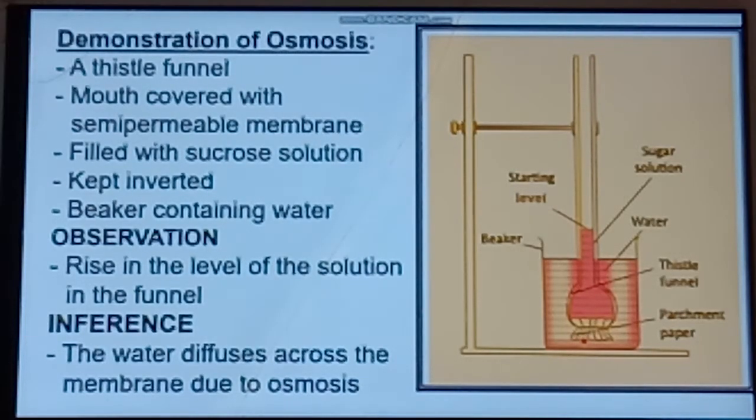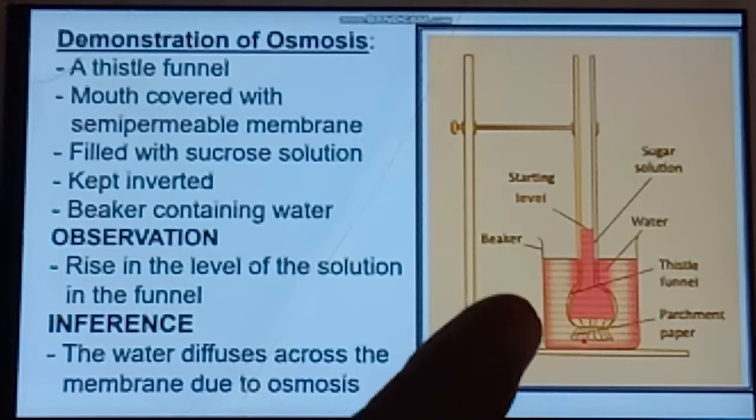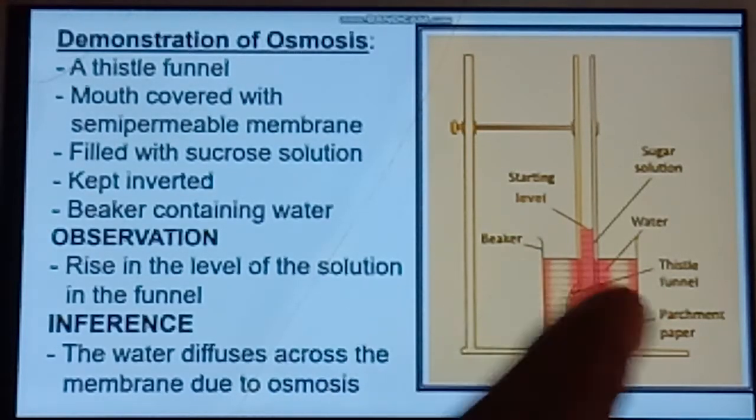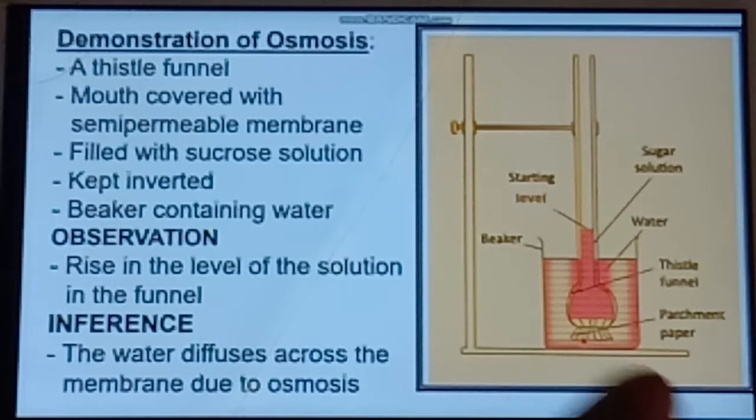Look here, the diagram is here. First of all, the crystal funnel tied with the semi-permeable membrane, the sucrose solution, the beaker, and the stand supporting it. Is it clear?